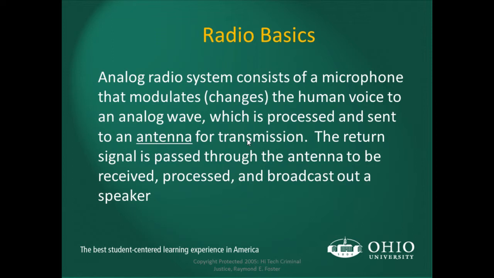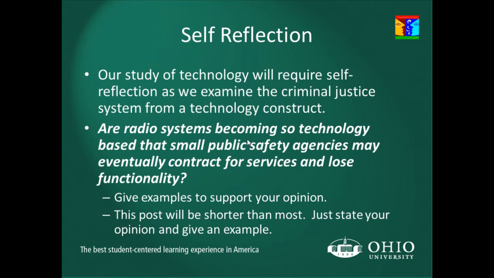Analog radio systems consist of a microphone that modulates, or changes, the human voice into an analog wave, which is processed and sent to an antenna for transmission. The return signal is passed through the antenna, received, processed, and broadcast out to speakers. There's a diagram in the book that shows a basic radio diagram with a switch between the transmit and receive icon. So it's good to review those diagrams in the book. But that's the basics of a radio.